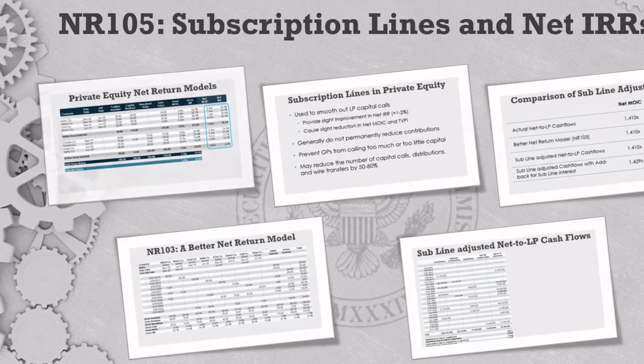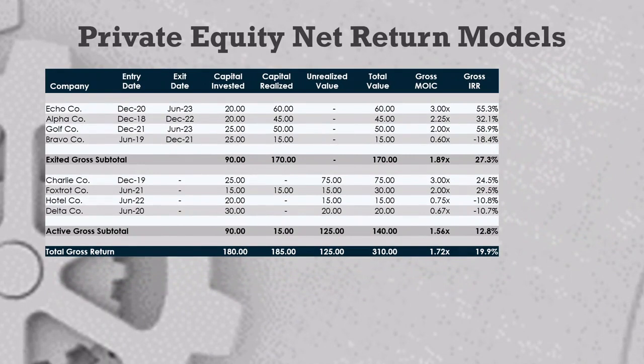GPs typically present their gross returns in a table like this, where investments represent the capital flows between the fund and its portfolio company investments. These cash flows exclude management fees, fund expenses, and carried interest, but many other things like the use of a subscription line and also recycling, bridge financing, management fee offsets, assets and liabilities on a fund's balance sheet, and much more.